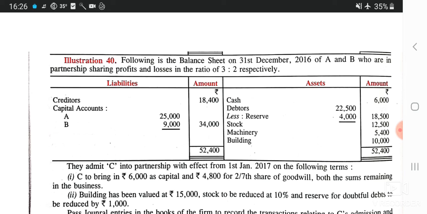Today, I have come back with a new video, and in this video, we will discuss the general entries of the revaluation account and the capital account, because the balance sheet is not in our syllabus.